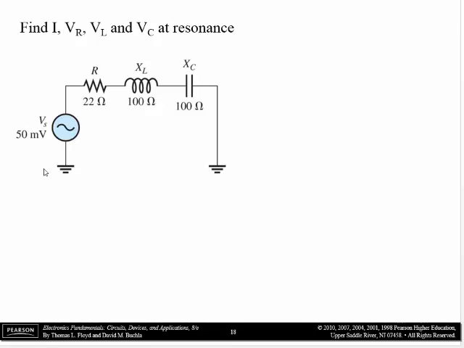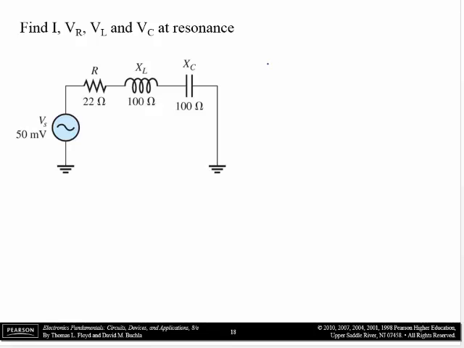Find I, which is, well, actually it's find total current, or there's only one current in this circuit because it's series, and find voltage across the resistor, inductor, capacitor at resonance. So first I thought, oh, find resonance, but I didn't have to find resonance because it's already at resonance, because XL and XC are equal, so that means we are already at resonance.